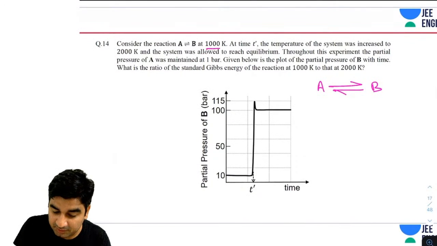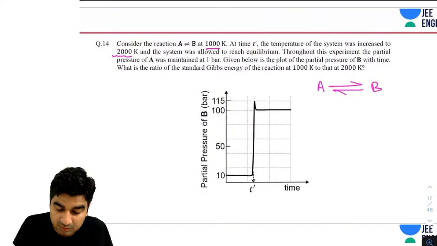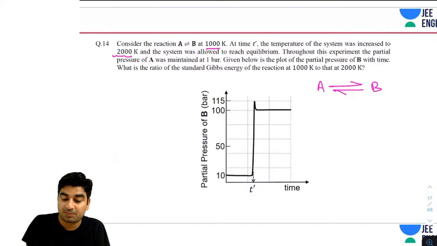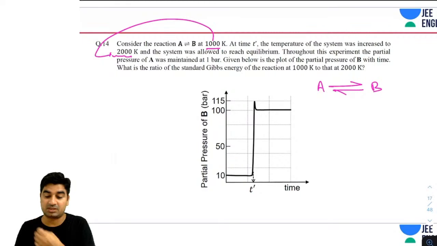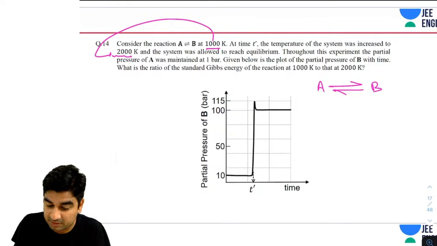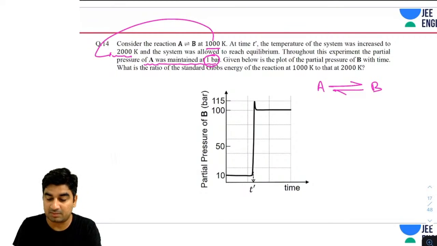At 1000 Kelvin. At time T, the temperature of the system was increased, so you are increasing the temperature from 1000 to 2000 Kelvin. The system was allowed to reach equilibrium. Throughout this experiment, the partial pressure of A was maintained at 1 bar. Given below is the plot of partial pressure of B with time. What is the ratio of standard Gibbs energy of the reaction?